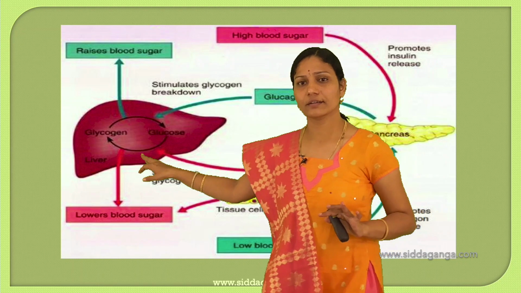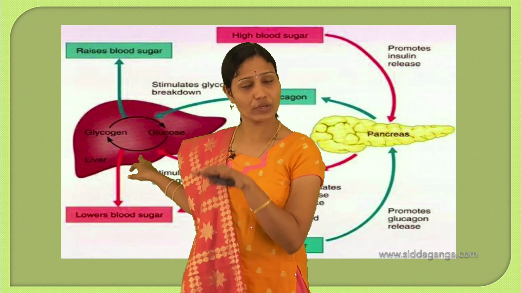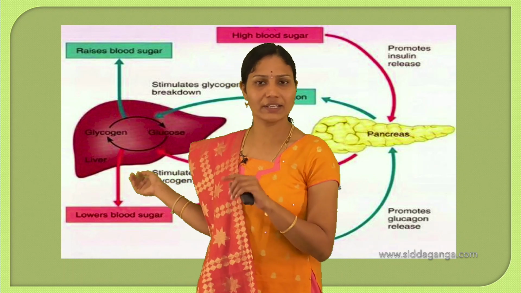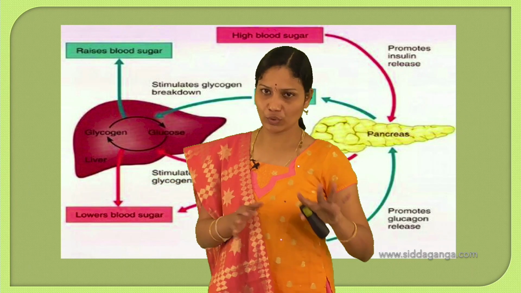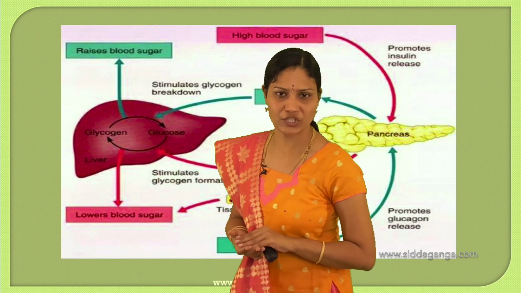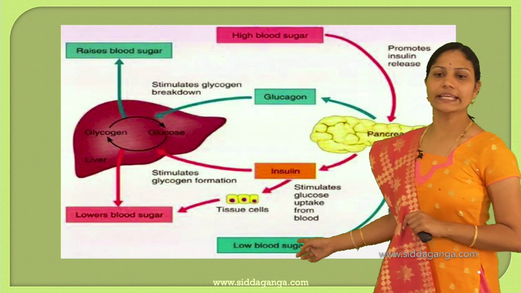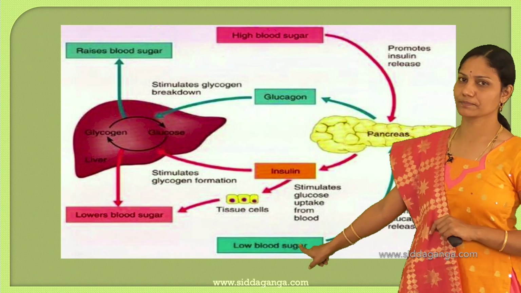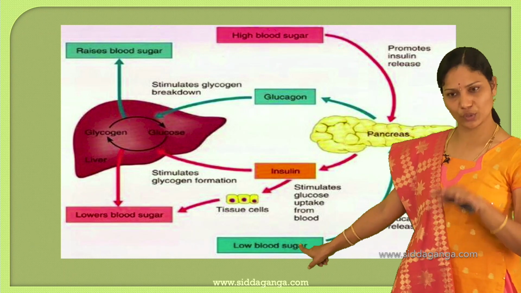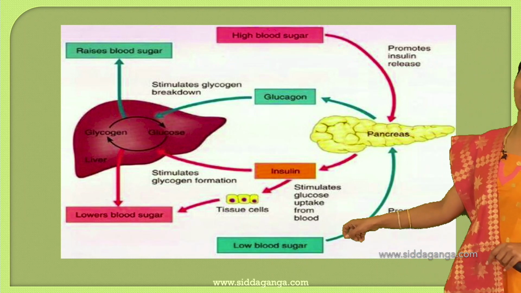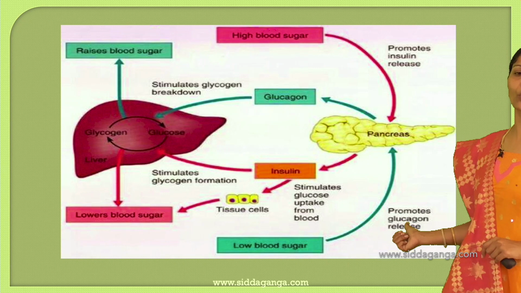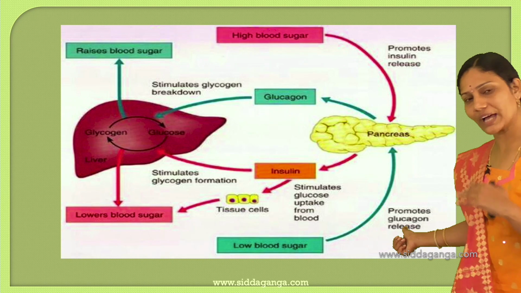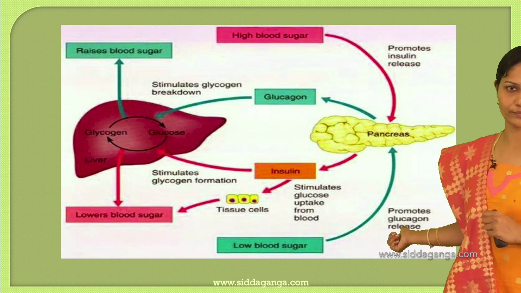So now what happened? The sugar level dropped. But sugar level should not drop below the normal either. Whenever the sugar level in the blood drops below the normal, the glucagon comes into the picture. So now let's refer to the green colored arrow mark and green color boxes here. Low blood sugar. When the sugar level in the blood drops, the same islets of Langerhans get stimulated and promote the release of another hormone called glucagon.